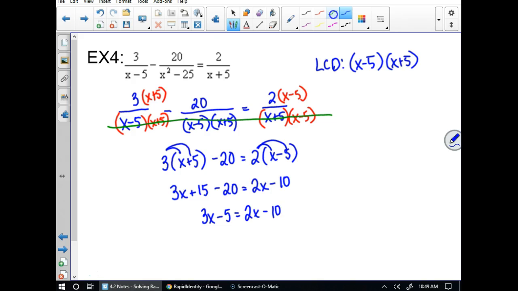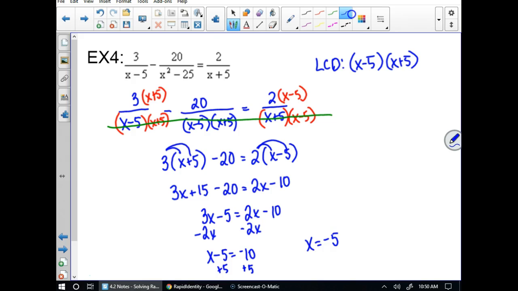Okay, let's see. Jalen, what would we do next? Good. So that gives me x minus 5 equals negative 10. And then last step, we'll add that 5. So I get x equals negative 5.